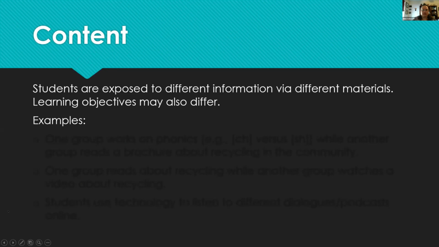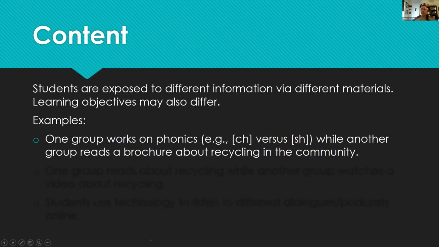Some examples of differentiating content would be if you divide students into groups and one group is working on phonics because they're still at the literacy level. So they might be looking at digraphs like ch versus sh, while another group that is more proficient is reading a brochure, an authentic material about recycling in the community. So they are working on different texts. They have different objectives for what they're doing. So this would be an example of differentiating by content.